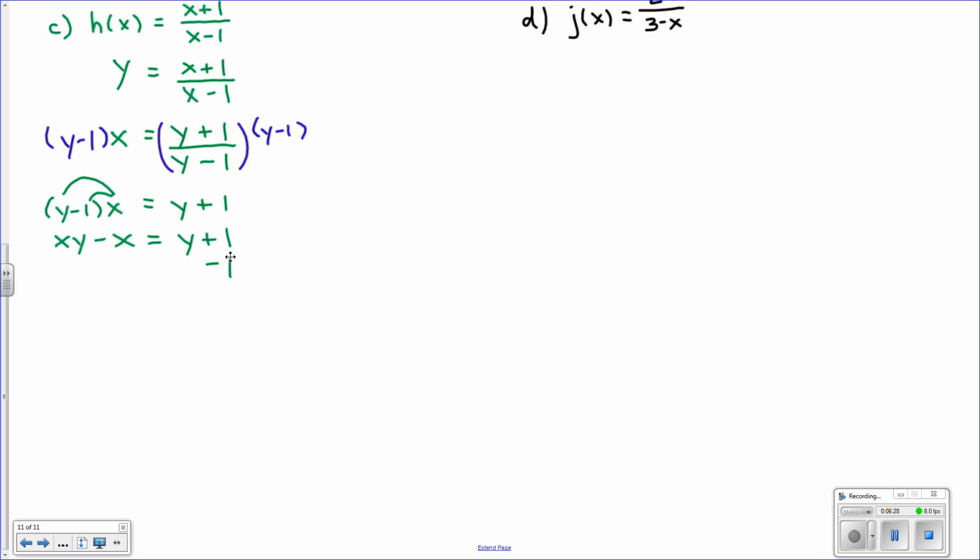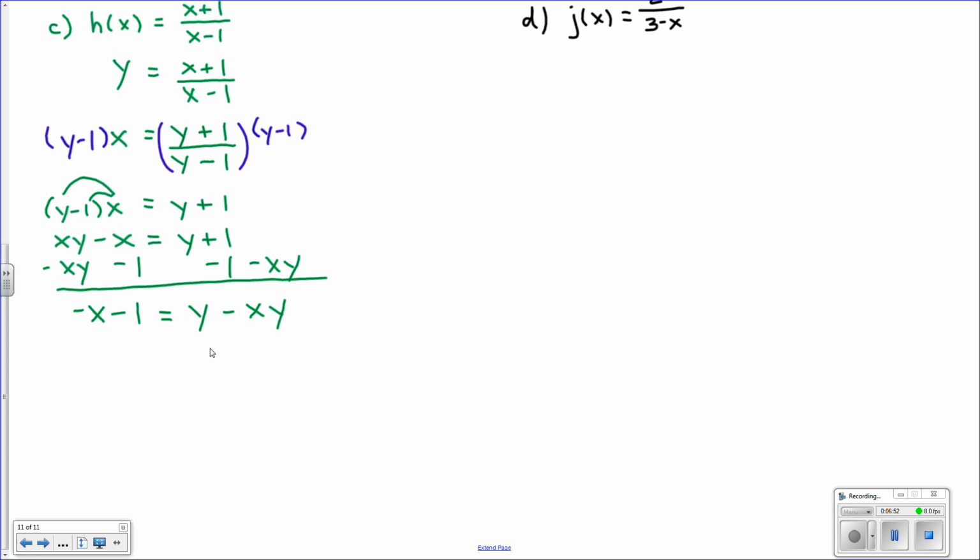I'm just getting rid of 1 on each side, so I'm going to subtract 1. And then I'm also going to move the xy term over to the other side, so I'm going to subtract it. After doing all of that, what you're looking at right now is negative x minus 1 equals y minus xy.